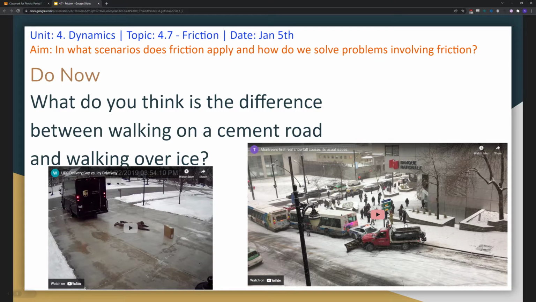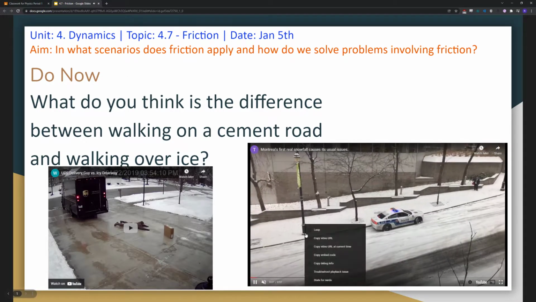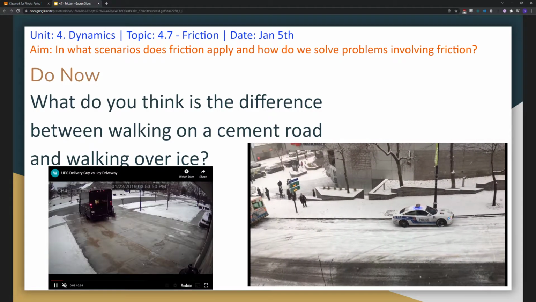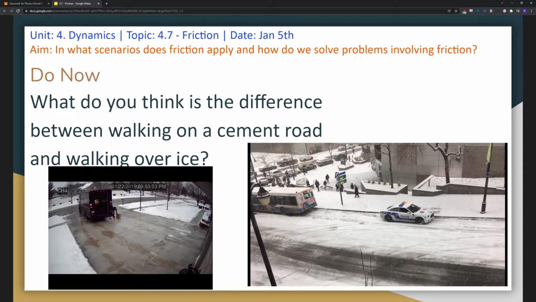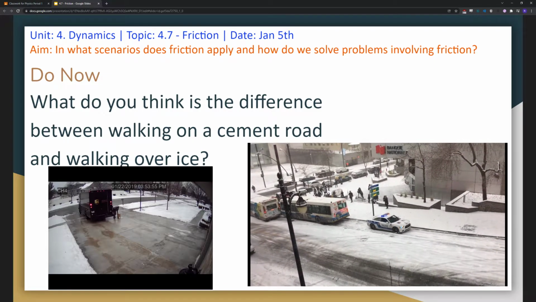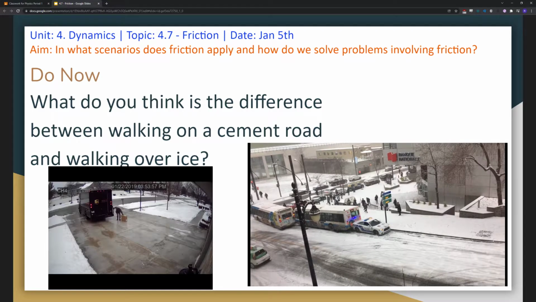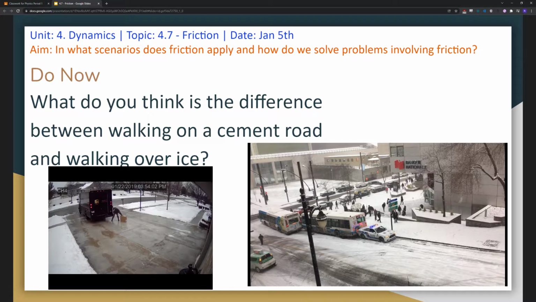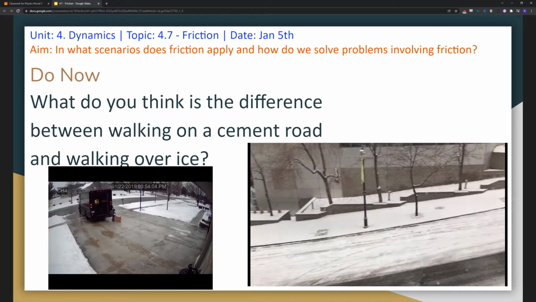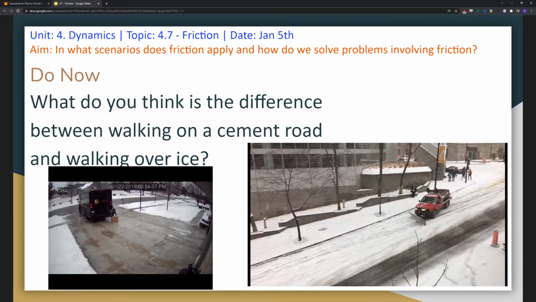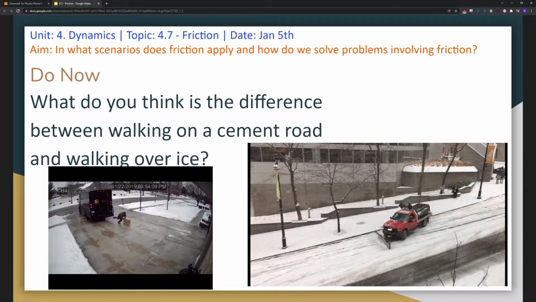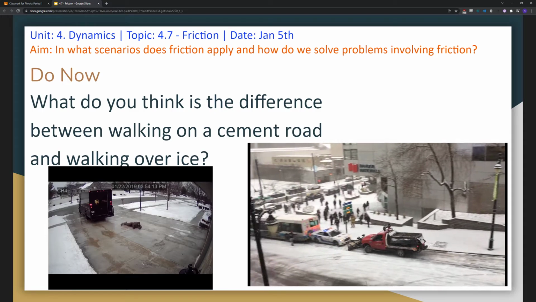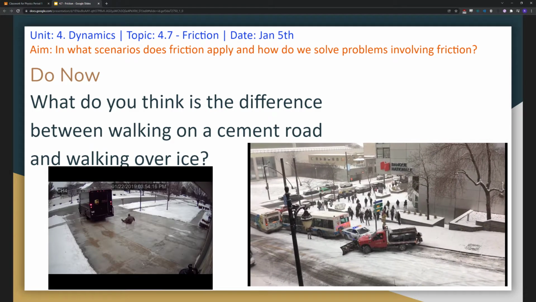The question says, well, what do you think happens? What do you think is the difference between walking on a cement road and walking over ice? If you look at these two videos, you're gonna see sliding. They don't really stick to the road or the ground, and they just slide no matter what they want to do. They can't stop it. They slide regardless.